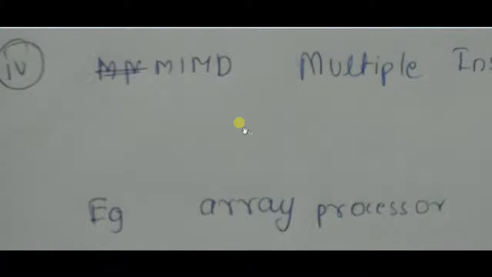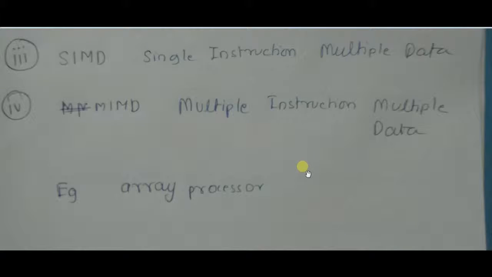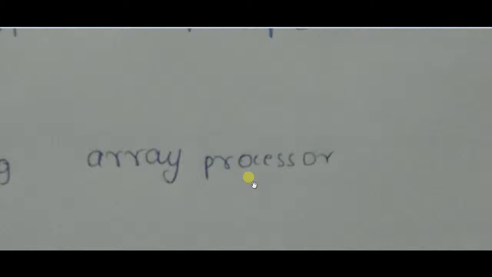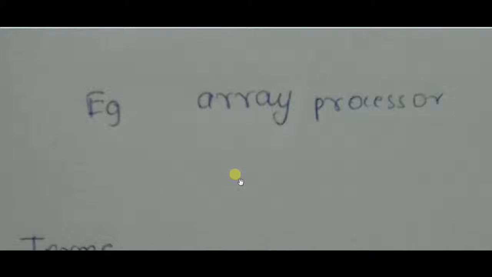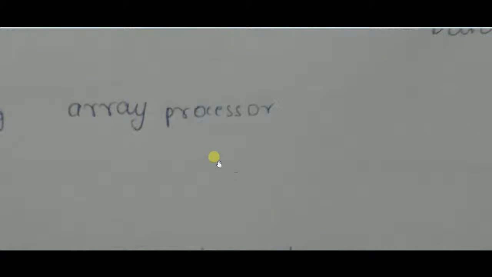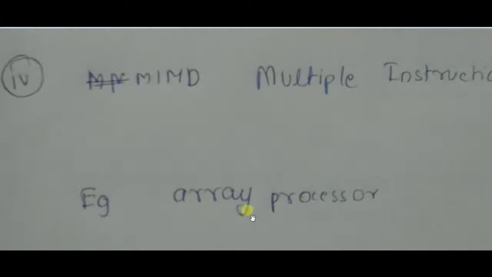What's an example of all these classifications? The example is the array processor. In a later video, I'm going to discuss the array processor concept. For the time being, just keep in mind that the answer is the array processor.